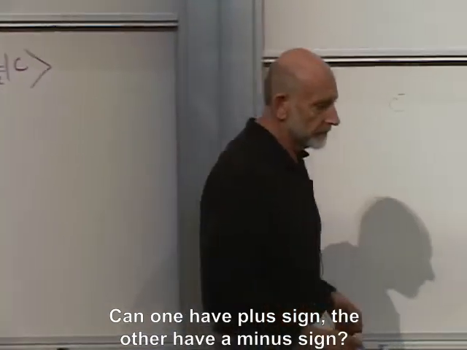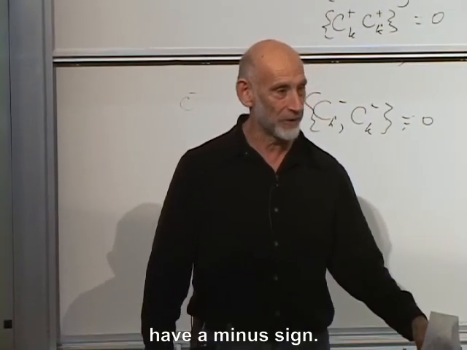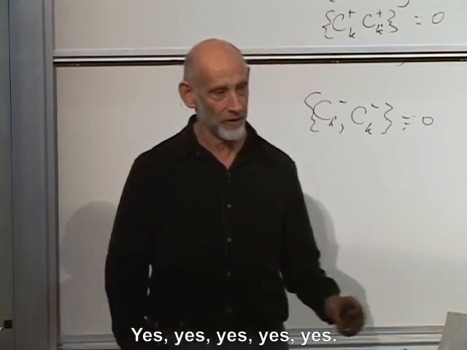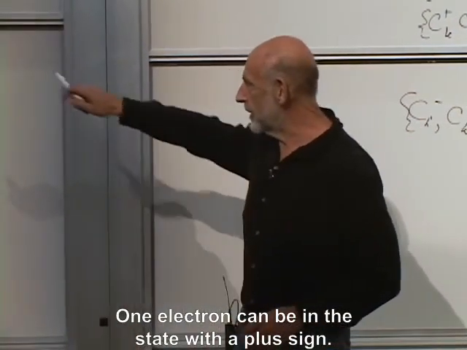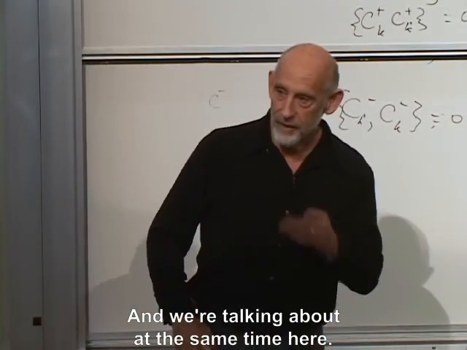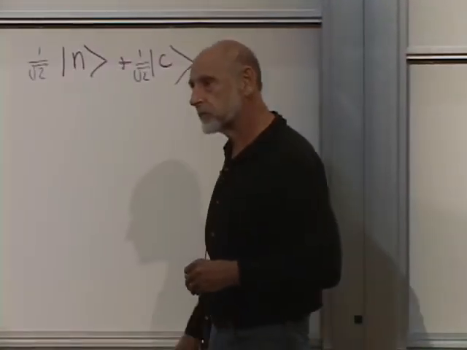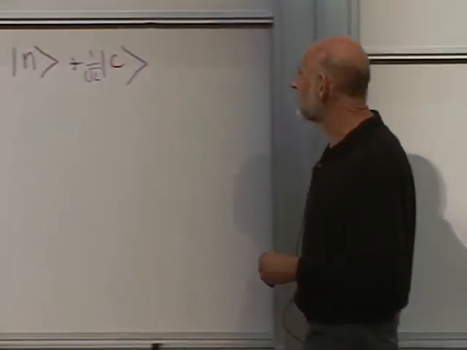Can one have a plus sign, the other one a minus sign? Yes. One electron can be in the state with a plus sign, the other one in the state with a minus sign. And we're talking about at the same time here. Absolutely, we're talking about the same time.